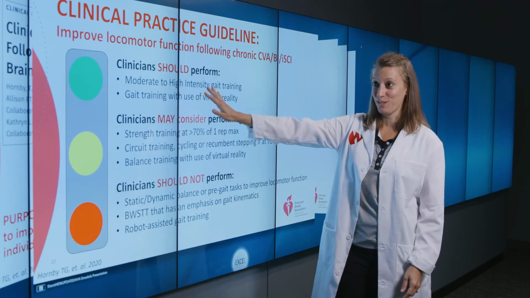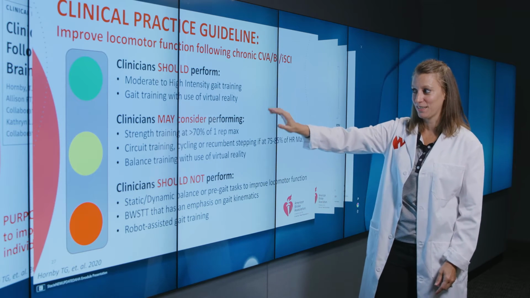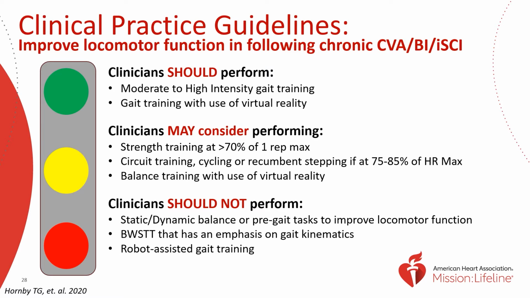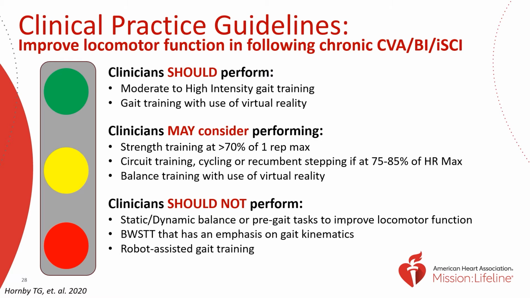Now remember, I talked about specificity. This clinical practice guideline is talking about improving walking. You want to improve walking, we need to work on walking, and they need to work hard at doing it. So those two shouldn't be too surprising. They say to improve walking, we should also think about strength training and circuit training, or even recumbent stepping, as long as they're working hard, right? High 1 rep max, high heart rate, if we want to drive that neuroplasticity. We can also use balance training with virtual reality.